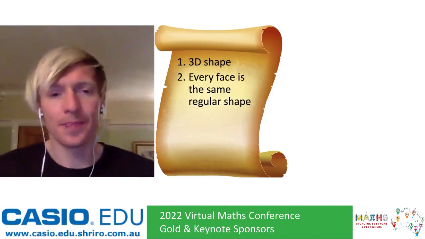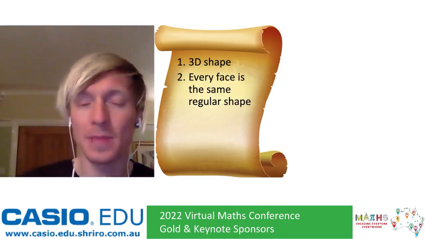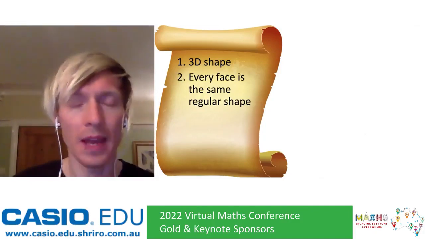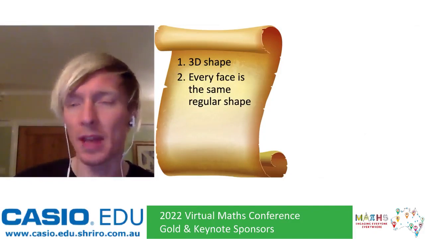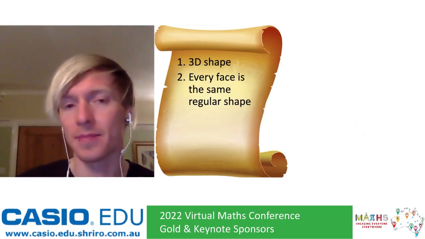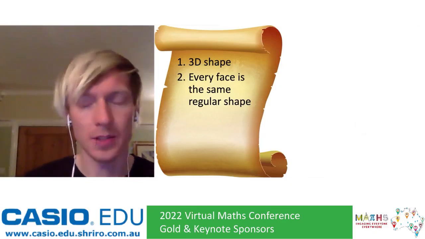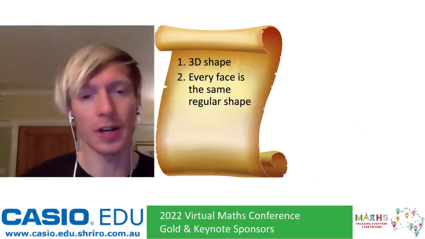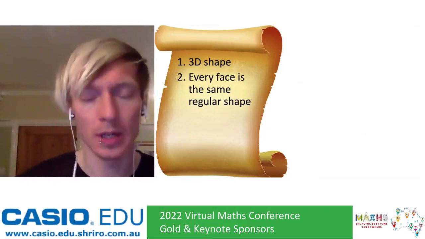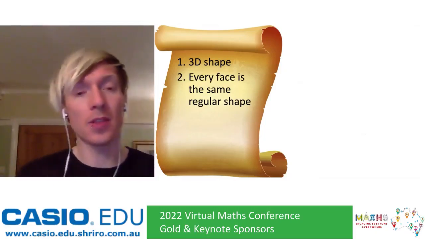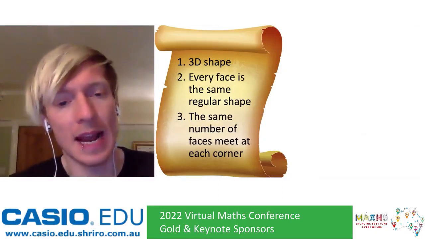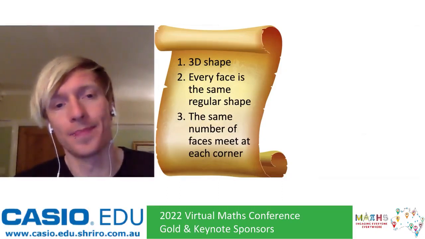We want the 3-dimensional version. Every face of my shape has to be the same. So if one of the faces is a triangle, then all of them will be triangles. If one of them is a hexagon, then all of them will be hexagons, etc. And they're all regular. So for a triangle, it would be an equilateral triangle. For a 4-sided shape, it would be a square, as opposed to a rectangle. And then the third rule, the same number of faces must meet at each corner.